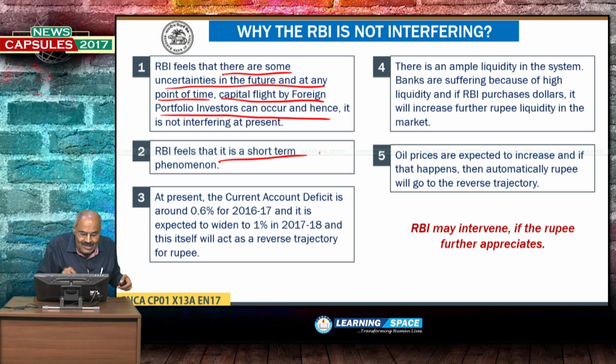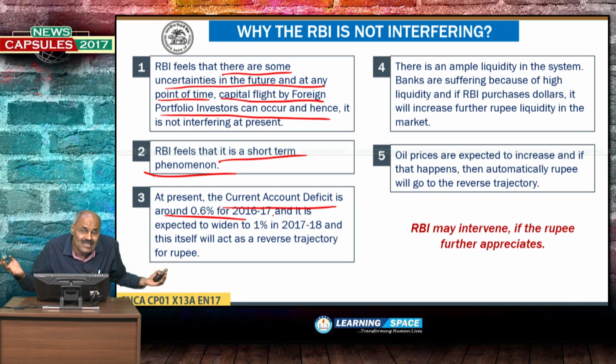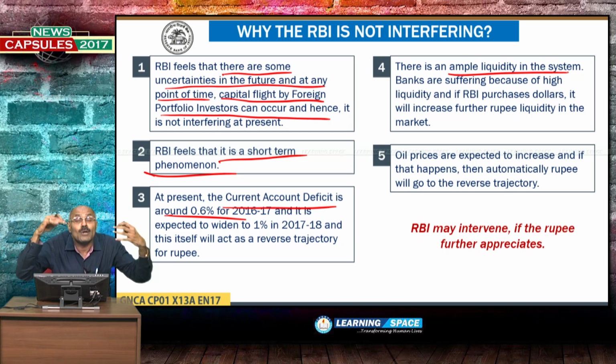The RBI feels that this rise is a short-term phenomenon. At present, the current account deficit is just 0.6% for 2016-17, and it is expected to widen to 1% in 2017-18, and when the current account deficit widens, automatically the rupee will depreciate. At present, banks are suffering because of excess liquidity. If the RBI purchases dollars, what will happen? It will further increase rupee liquidity in the market, which is not desirable because banks are already suffering because of excess liquidity in the market.